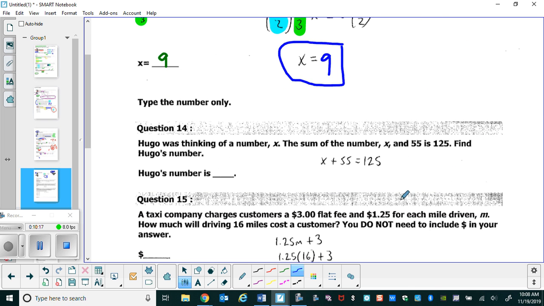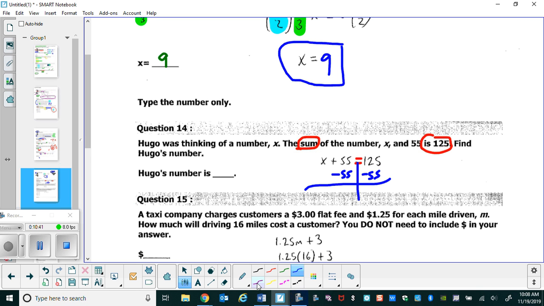All right, for number 14, Hugo was thinking of a number. The sum, so the answer of his addition problem, is 125. So the sum of x and 55, his number plus 55, is 125. So what we want to do now is solve by just simply subtracting, and that'll help us get Hugo's number.